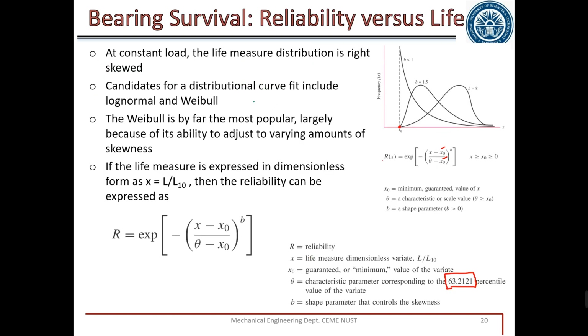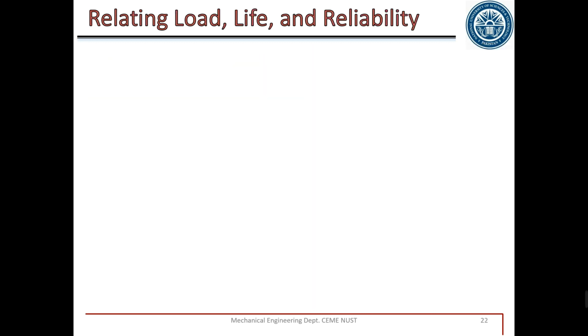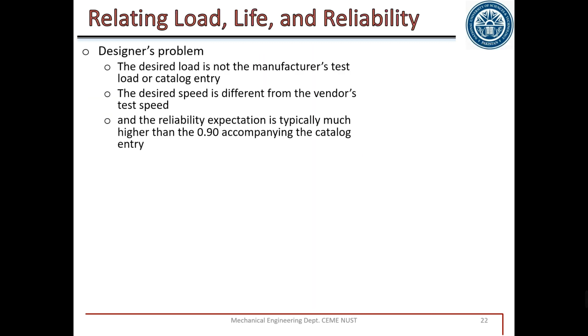Also, don't forget, I forgot to mention, x is a dimensionless quantity. It is L by L10. So it can be calculated if you get the value of L10, which is the life at the 10 percentile, and the desired life LD divided by L10, you will get x, and if you substitute that value of x here, you will get reliability. This logic we will be using to calculate the equation.